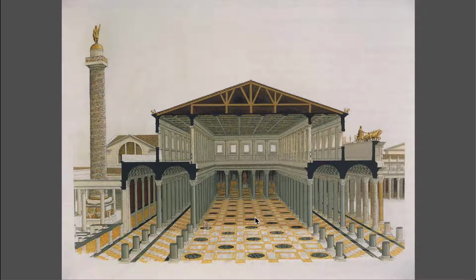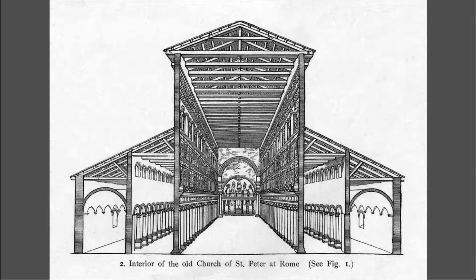This is a cross-section of that basilica. Notice that it has a great big open space in the middle with aisles on either side. And this will be directly copied into the Christian church that we're going to look at next. It's called Old St. Peter's. Notice this is called the basilican structure.